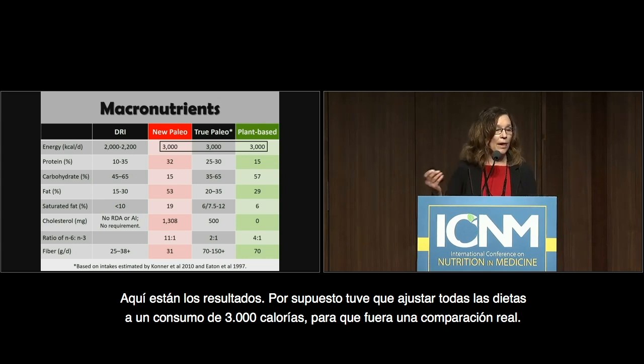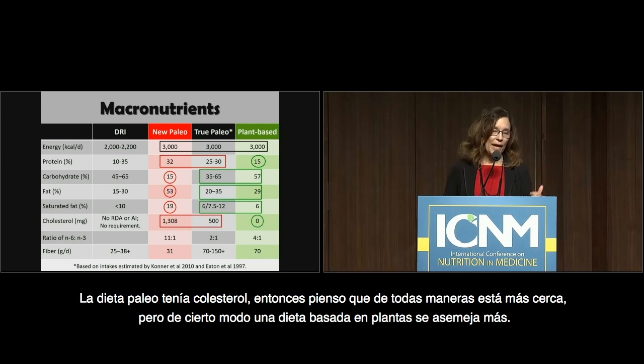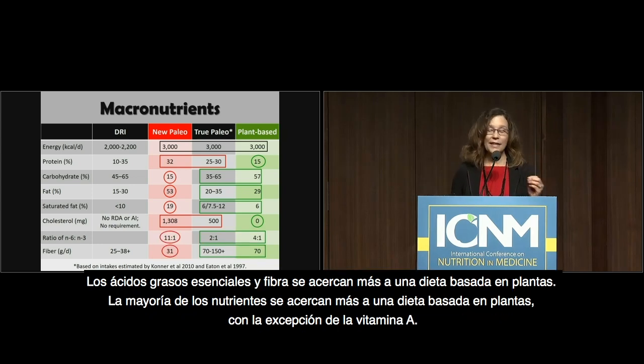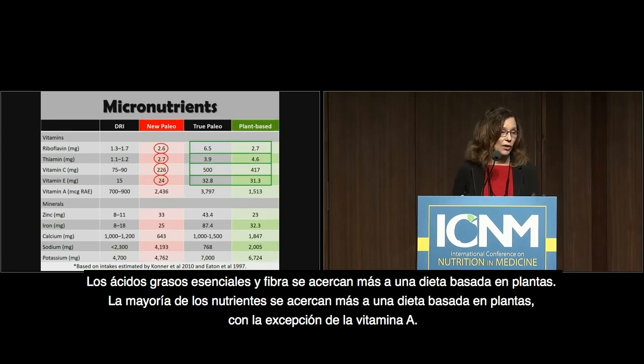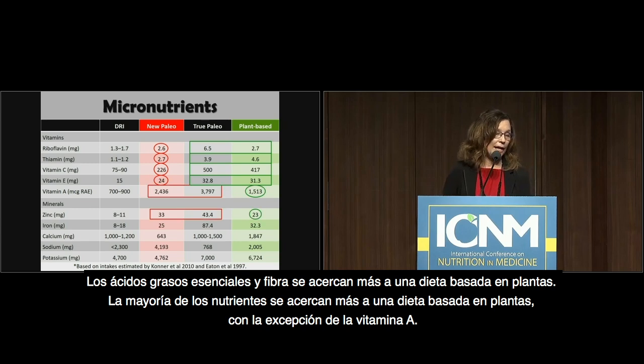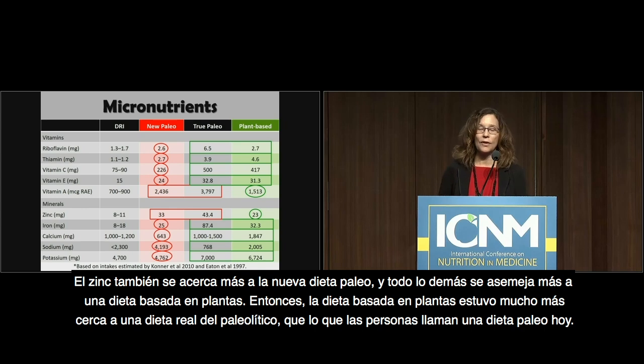so it was a fair comparison. But the new paleo diet actually comes closer to a true paleo diet on protein, about 32% protein, plant-based about 15%. But the plant-based diet was closer on carbohydrate, fat, and saturated fat. The paleo diet had cholesterol, so I said it was closer, even though the plant-based is kind of closer in a way. And the essential fatty acids and fiber were closer on the plant-based diet. Most of the vitamins were closer on a plant-based diet, with the exception of vitamin A. Zinc was also closer on this new paleo diet, and everything else was closer on a plant-based diet.